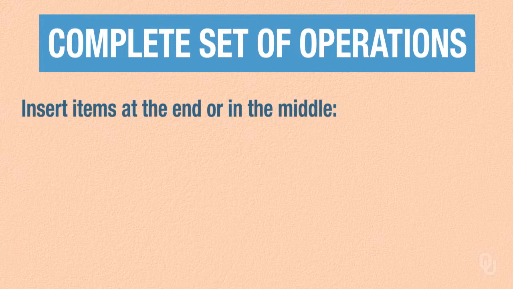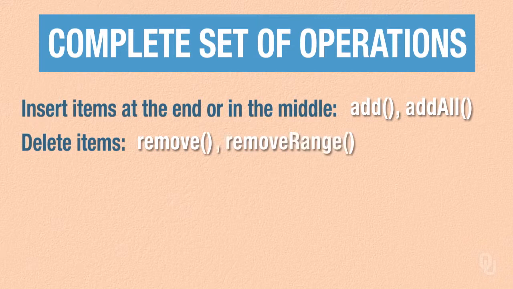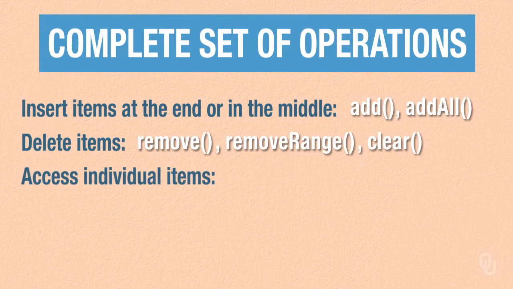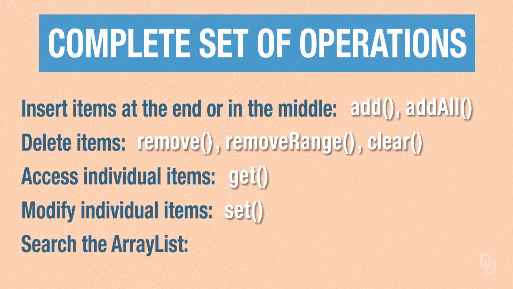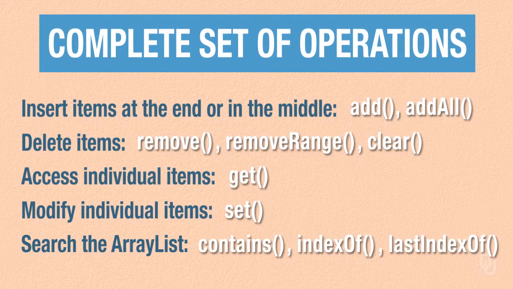Another design principle we need to consider is that we need to provide people using our classes with complete sets of operations. Let's consider a class like ArrayList. The reason that we were able to use that class for so many things is that it offers us a complete set of operations. We can insert items at the end or in the middle of an array list using add and addAll. We can delete items using remove, removeRange, and clear. We can access individual items using get. We can modify individual items using set. We can search the array list using contains, indexOf, and lastIndexOf. We were even given some methods that control the resizing of the array that's hidden inside the class.